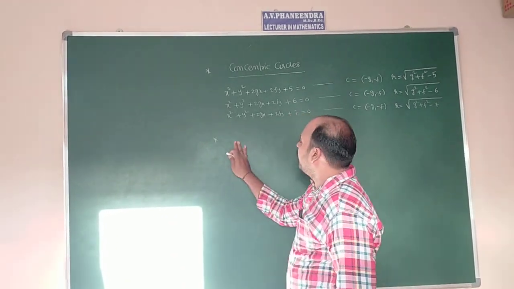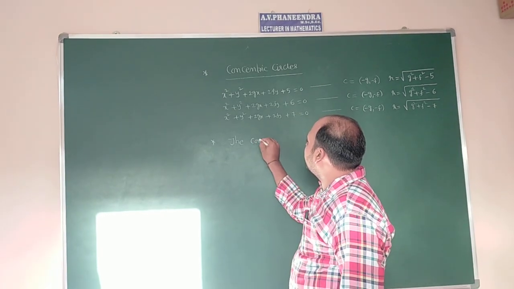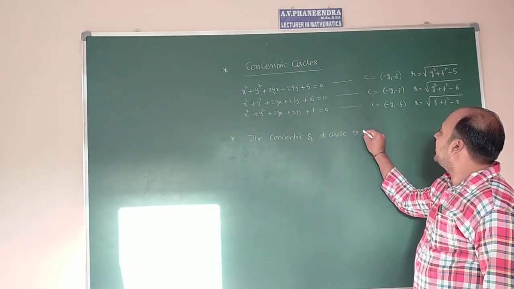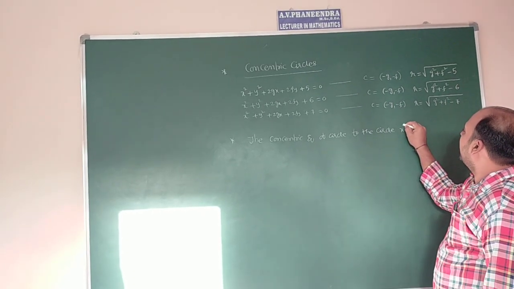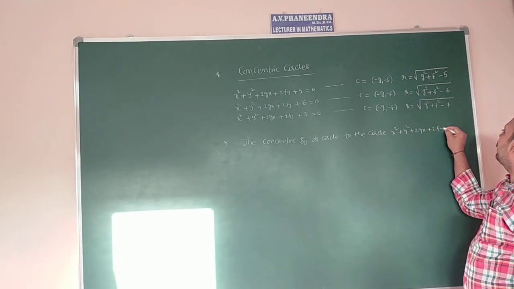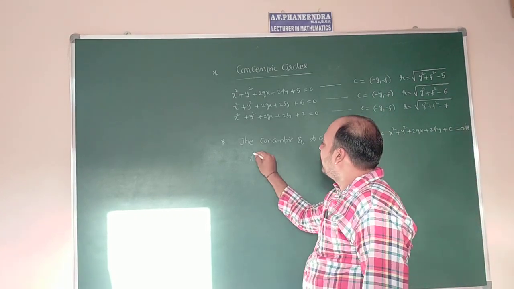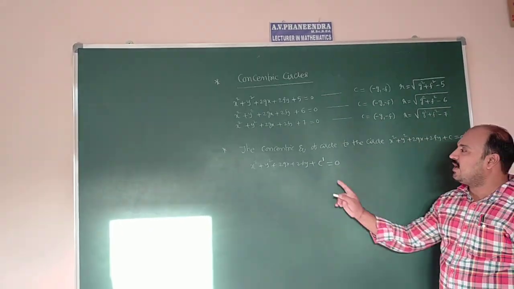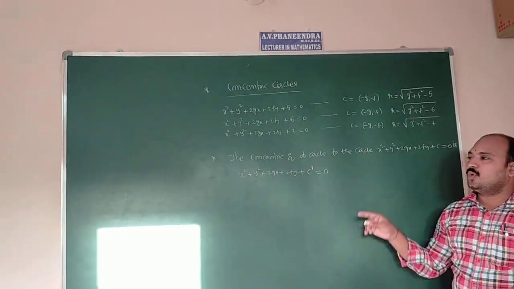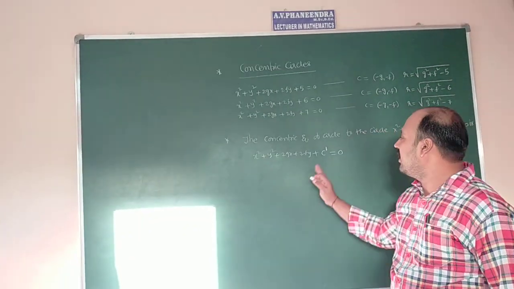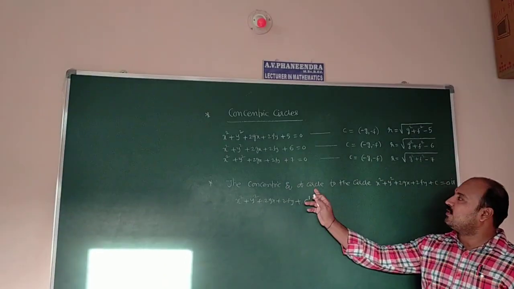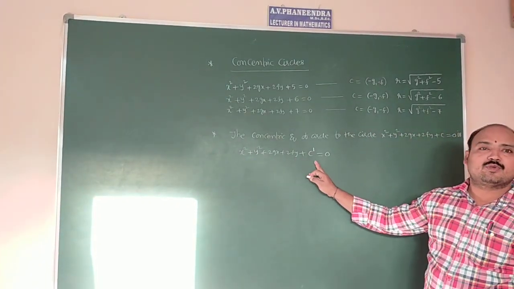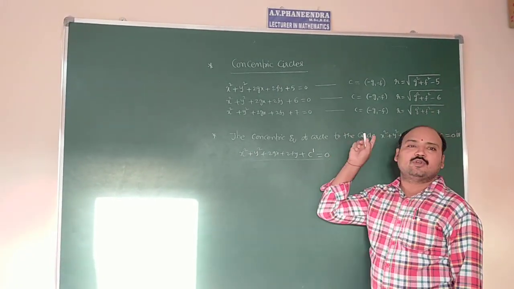Now, an important formula: the concentric equation of circle to the equation of circle x square plus y square plus 2gx plus 2fy plus c equal to 0 is x square plus y square plus 2gx plus 2fy plus c dash equal to 0. We are changing only the constant. To get this constant, they will give some condition to find the value of c dash. So now onwards, the concentric equation of the circle to x square plus y square plus 2gx plus 2fy plus c equal to 0 is x square plus y square plus 2gx plus 2fy plus c dash equal to 0. This is called the concentric equation to the given equation of circle.